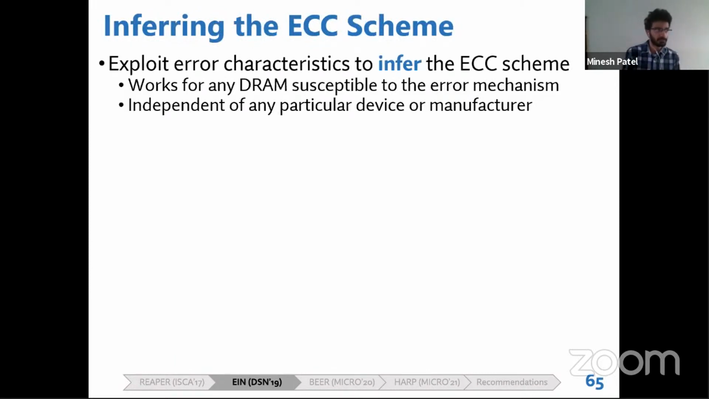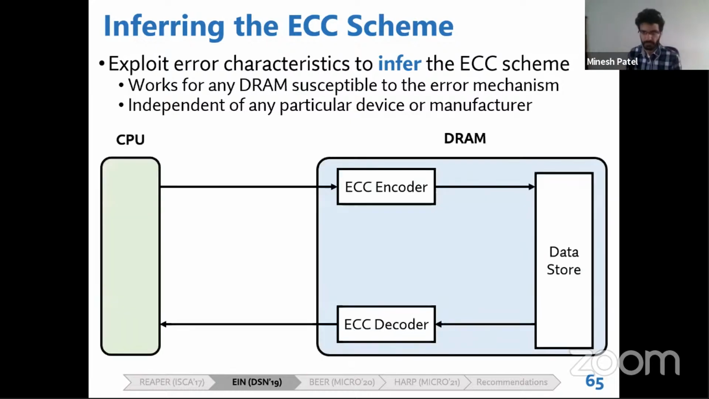What we can do is exploit these error characteristics to infer the ECC scheme. The benefits of this approach are that it works for any DRAM device that's susceptible to this error mechanism, and it's independent of any particular device or manufacturer. In particular, it's independent of the on-die ECC mechanism. Here I illustrate a typical device that uses on-die ECC, and we're going to quickly define some terms to formalize this approach a little bit.